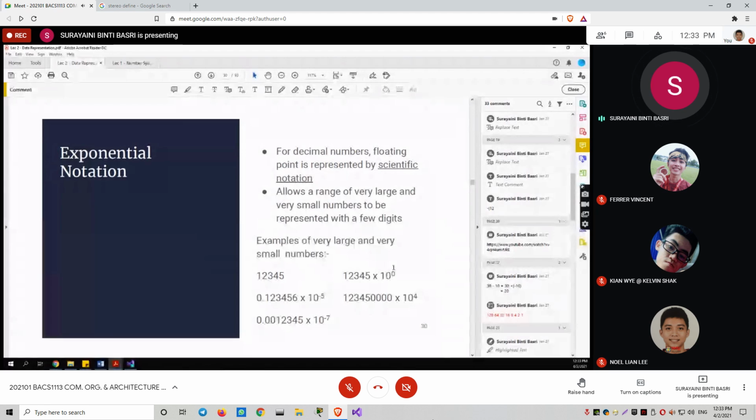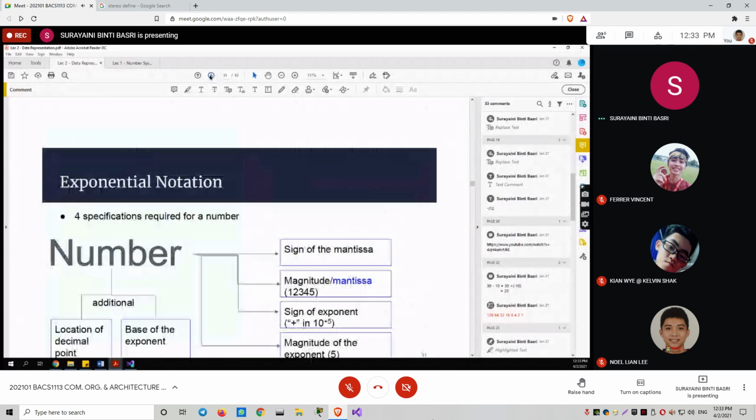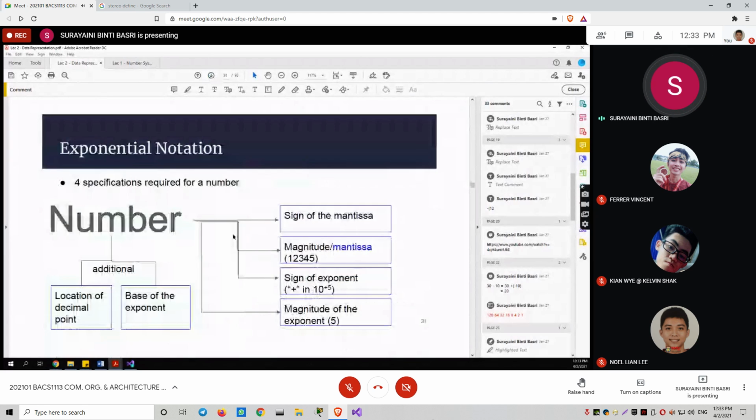Exponential notation consists of 4 specifications for one number. What are the 4 specifications? The sign of the mantissa, we will know what the mantissa is later. Then the magnitude of the mantissa, then the sign of the exponent, either positive or negative, so this is your exponent. And then the magnitude of the exponent, which is this one.